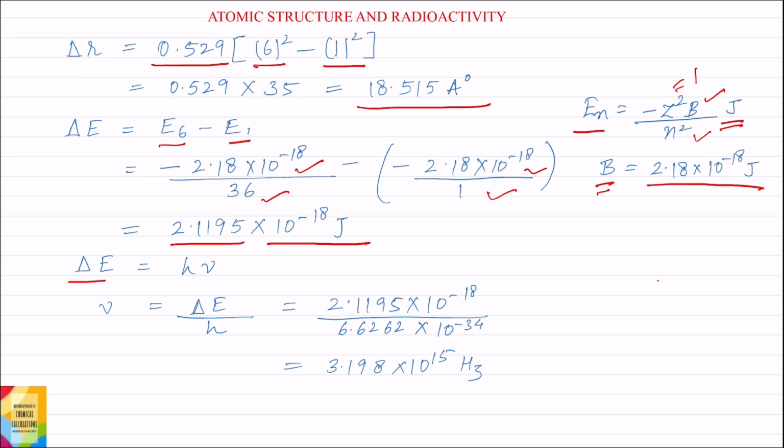Now the value of delta E is equal to h into frequency. h is the Planck's constant. So frequency will be equal to delta E divided by Planck's constant. Putting the values of delta E and Planck's constant, the value of frequency will be equal to 3.198 into 10 to the power 15 hertz.